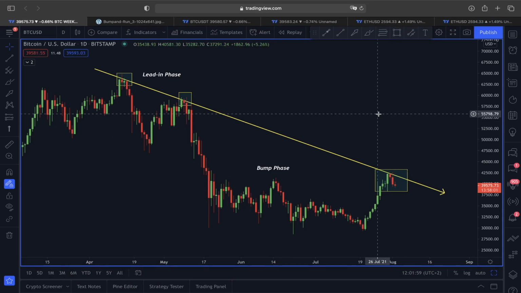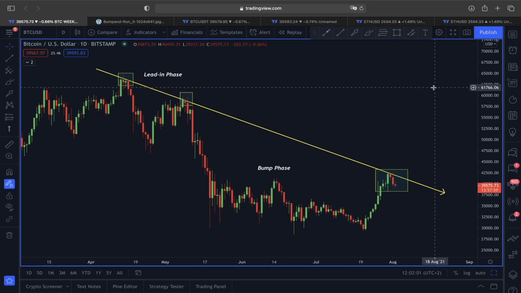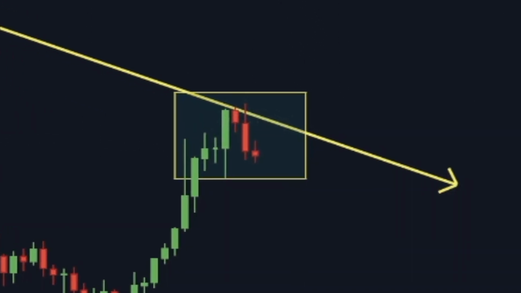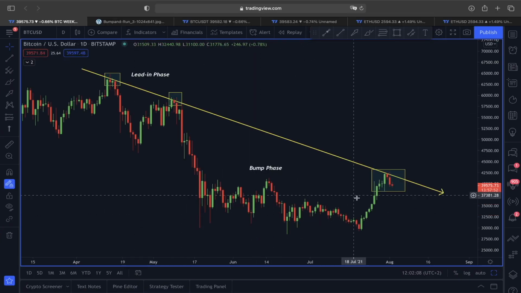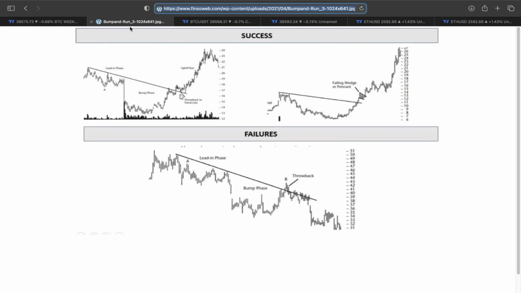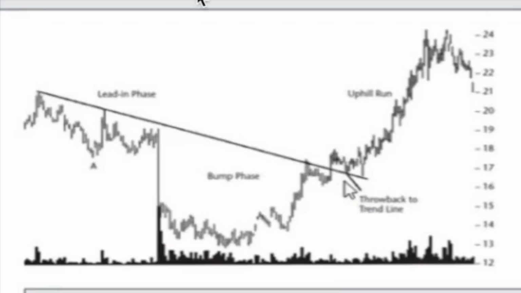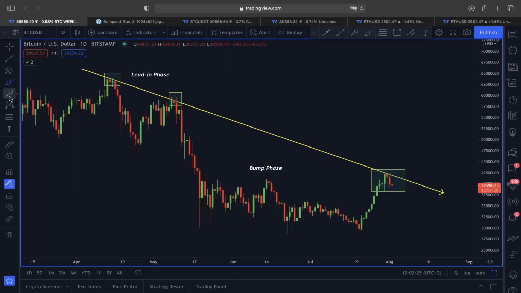So this is something we talked about in yesterday's video. We were actually expecting this rejection to happen for Bitcoin, since we were talking about this bump and run reversal phase. It doesn't matter if this is a successful bump and run or a failure, we will be seeing more of a retracement around this resistance line, because also in a successful bump and run reversal, you can see price after reaching the resistance line, right? This line is a very important line of resistance we have to break.